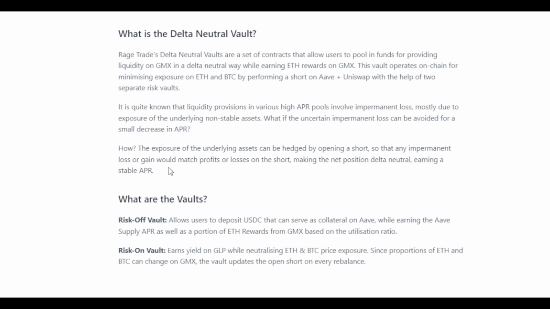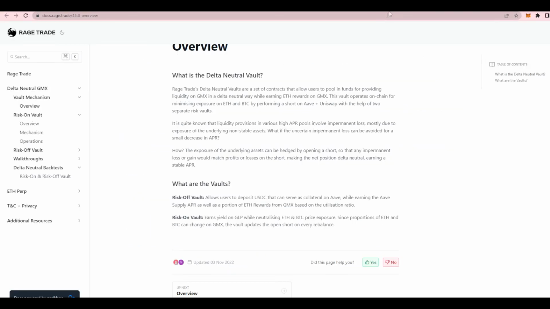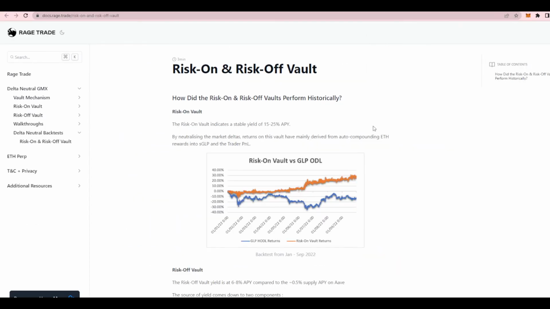And then you also have the risk on vault. This earns yield on GLP while neutralizing ETH and Bitcoin price exposure. And since proportions of ETH and Bitcoin can change on GMX, the vault updates the short on every rebalance. And what's cool about this is that they've shown a little backtest of what can actually happen when you're using these risk on and risk off vaults.